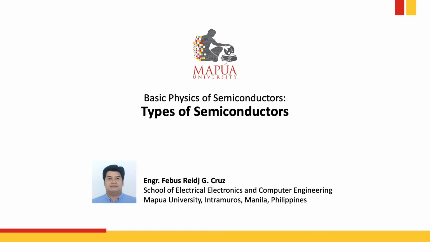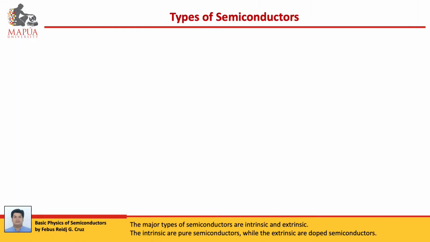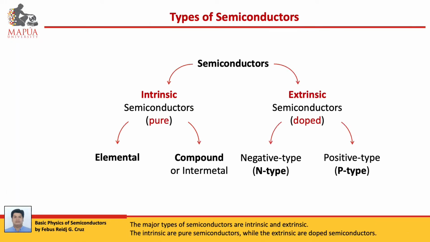In this video, you will be familiar with the different types of semiconductors. The major types of semiconductors are intrinsic and extrinsic. The intrinsic are pure semiconductors, while the extrinsic are doped semiconductors.